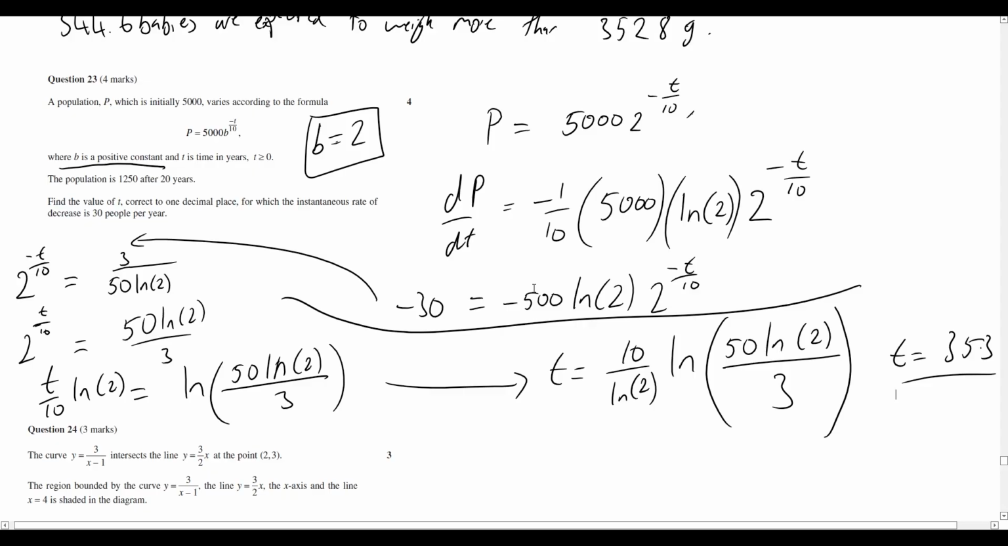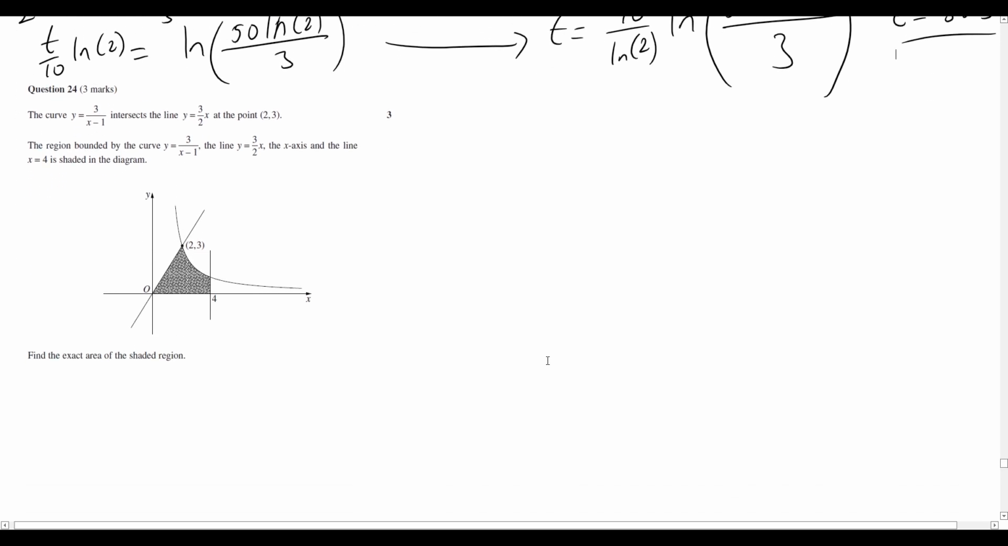Okay, now on to question 24. So the curve y equals 3 over x minus 1 intersects the line y equals 3 over 2 x at the point (2, 3). And the region bounded by the curve y equals 3 over x minus 1, the line y equals 3 halves x, and the x-axis, and the line x equals 4 is shaded in the diagram. So find the exact area of this shaded region.